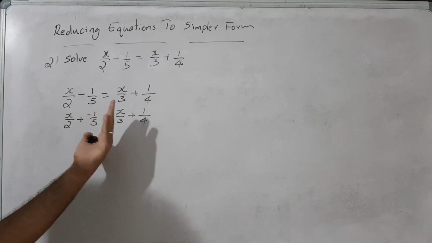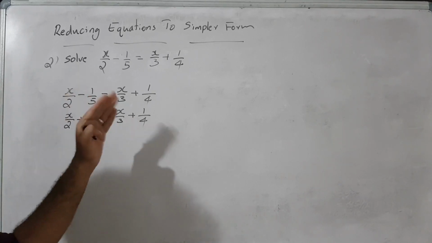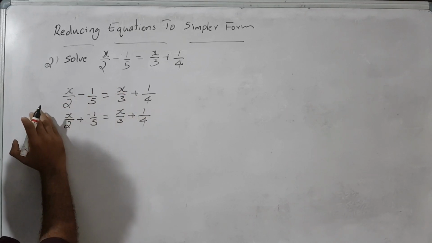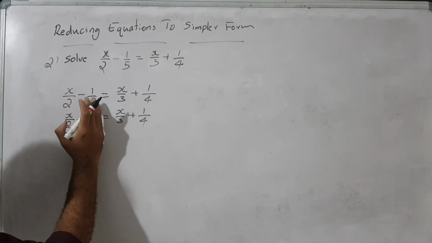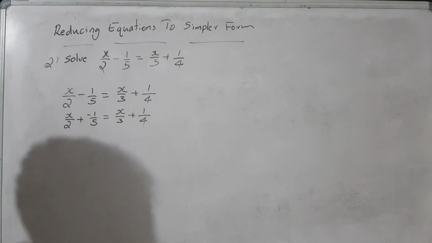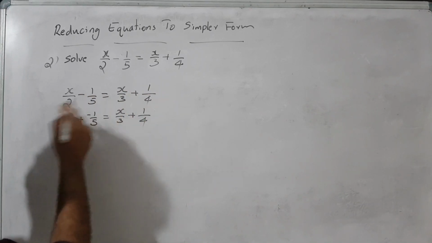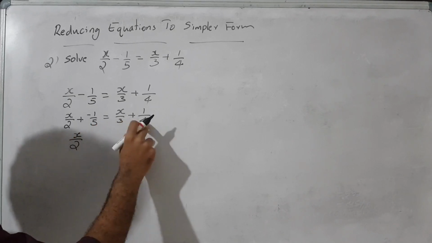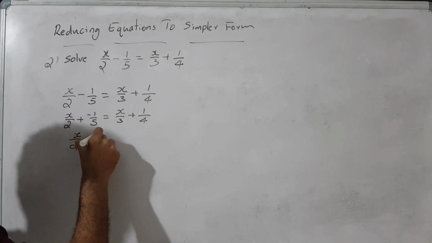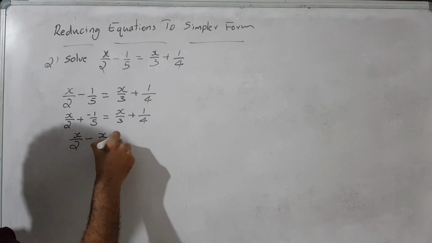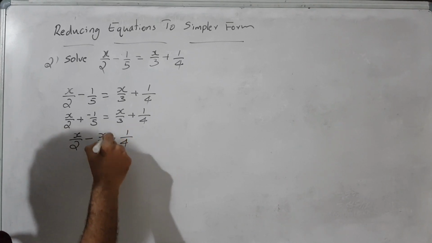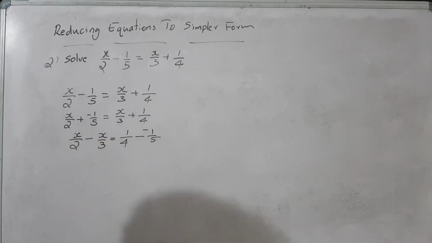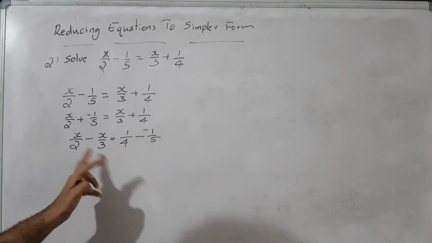We transpose the variables to one side and the numbers to the other side, changing x by 3 to the side of x by 2, and minus 1 by 5 to the side of 1 by 4. Okay, so what is next? Here we are doing addition, so on transposing, minus x by 3 is equal to 1 by 4 minus 1 by 5. Correct? Then here we need to subtract.